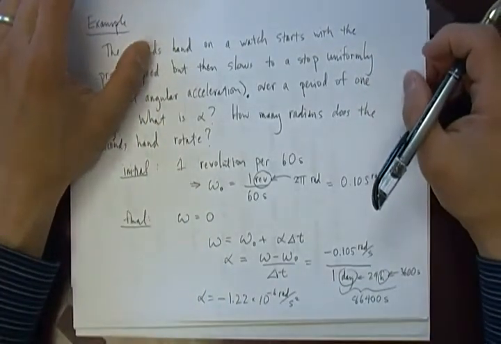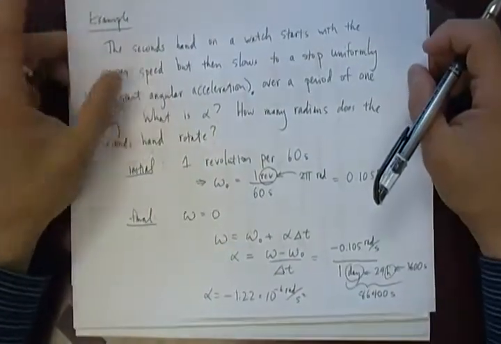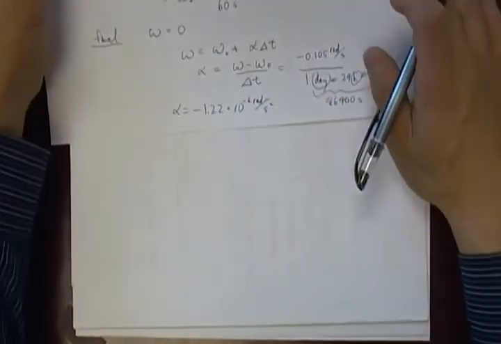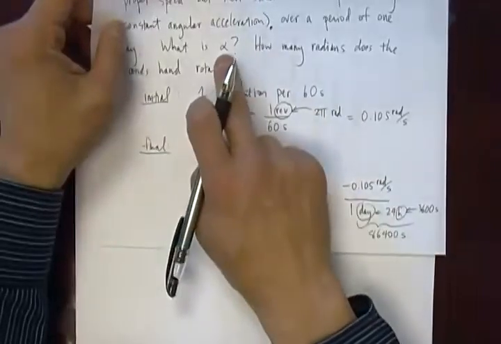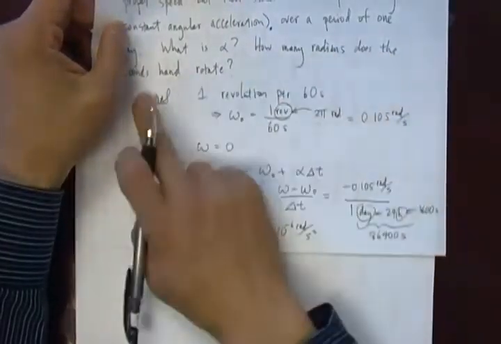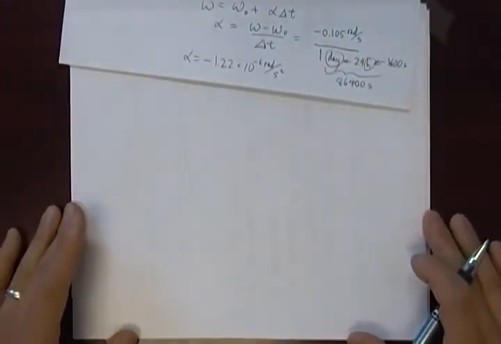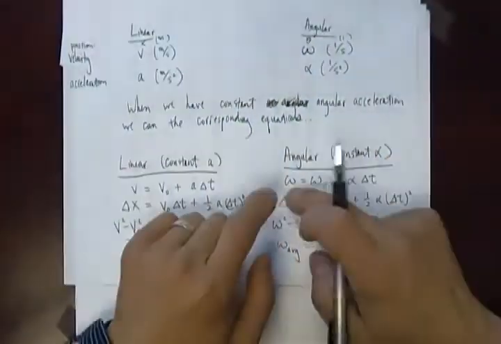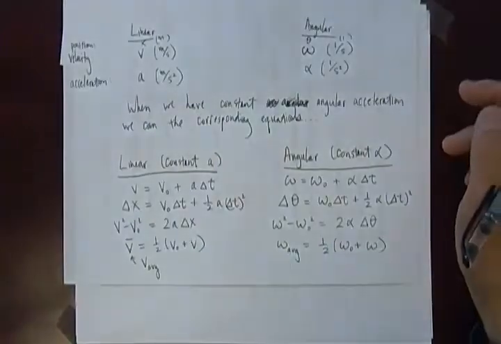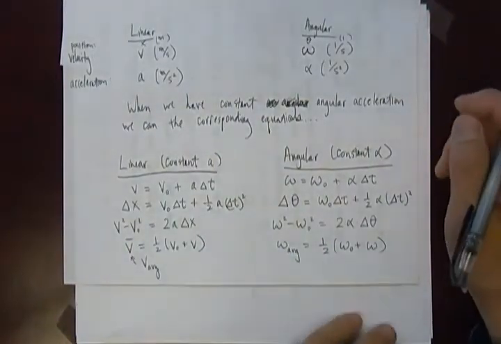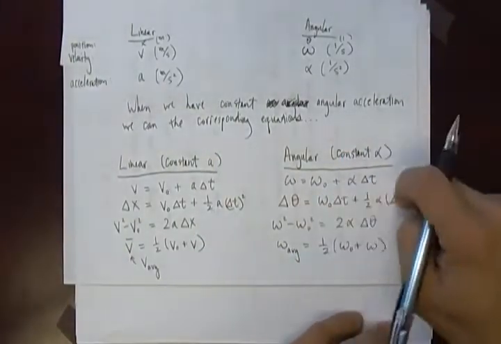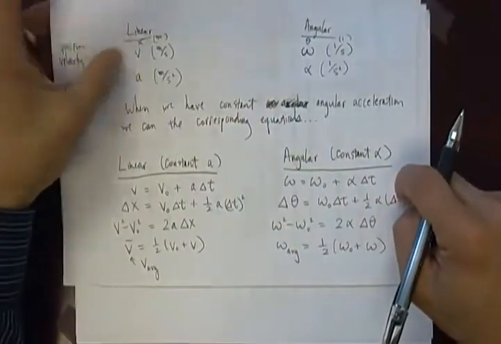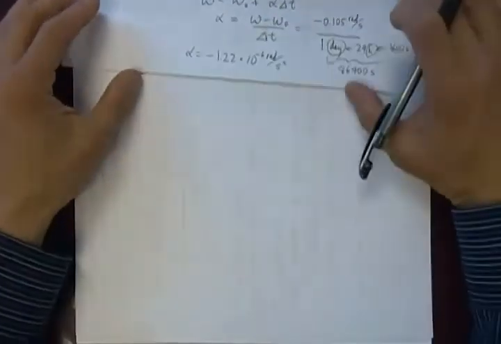If you have questions about this, please give me an email. Now we'll move on to the second part. After we get alpha, the question is how many radians does the second hand rotate? So we need to figure out delta theta. We have these two formulas. We can use pretty much either one. We have delta t now, so we can use this equation, so might as well just use that. That's what I did in my notes.